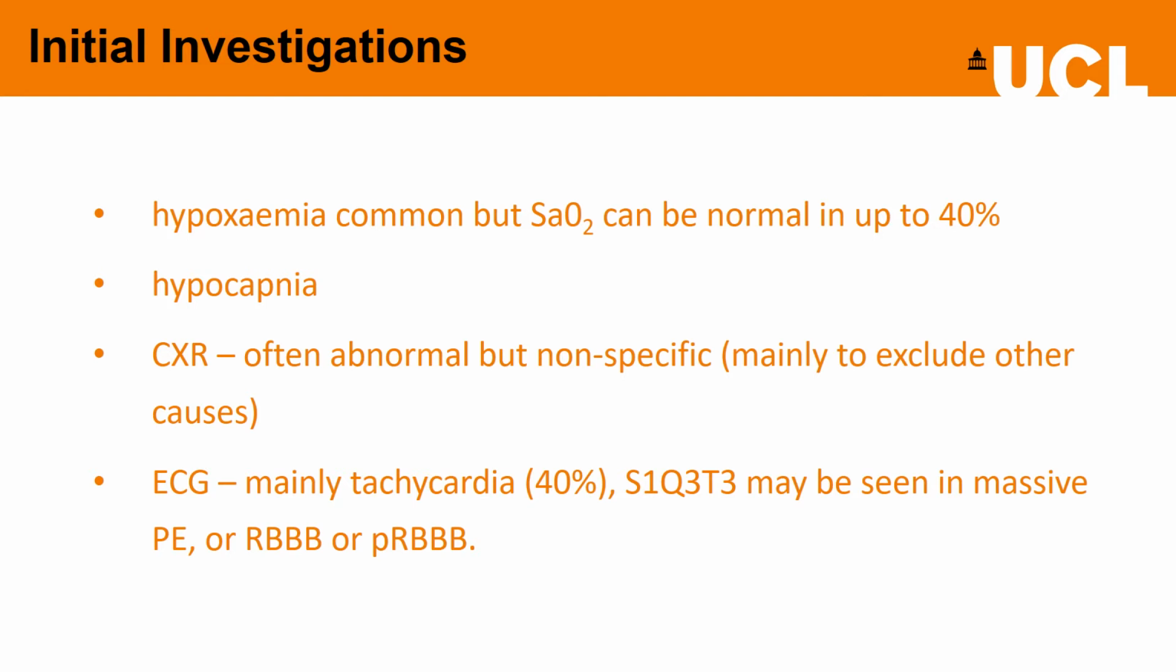The most common finding in pulmonary embolism on an ECG is mainly tachycardia, and usually that's sinus at about 40%. The S1Q3T3 phenomenon may be seen in massive PE, or right bundle branch block, or you may see partial right bundle branch block as well.